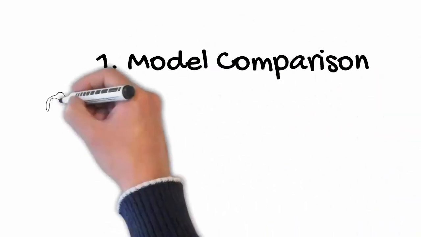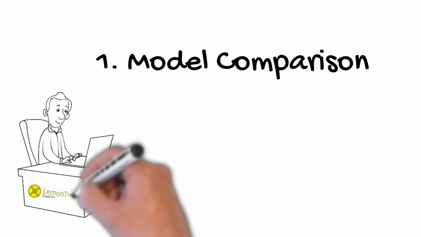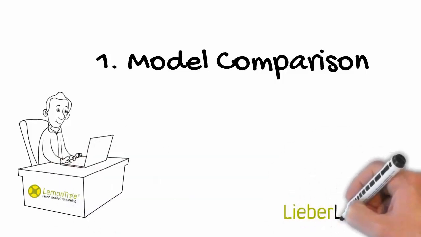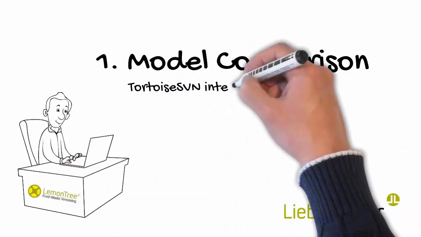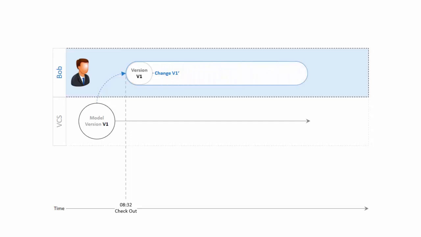This is the first of a 3-part video series that walks you through the basics of comparing and viewing differences between two models using the LemonTree integration with Tortoise SVN. Being able to see what has changed in previous versions of the model is one of the most common requirements in a development lifecycle.